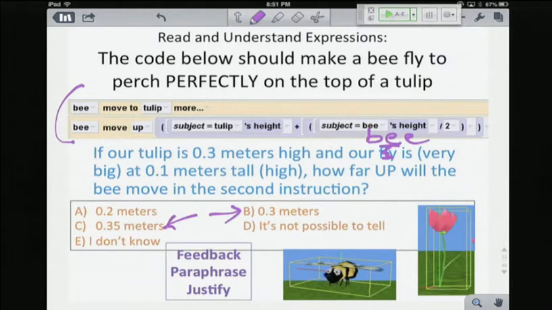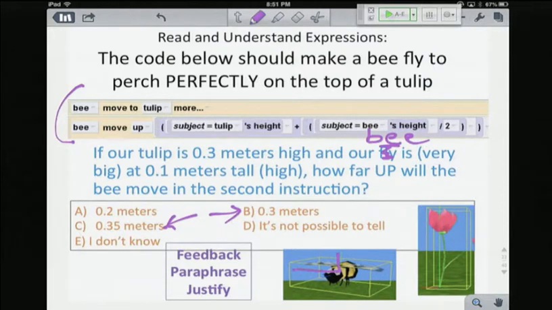Since you had told us that the bee's center for this object is halfway in between, if it were actually on the ground, then it would be underneath the ground. You know what I mean? The middle of the bee would be on the ground, but it's not. The center's a little bit above the ground, so it does just need to go the height of the tulip plus half of the bee's height up.